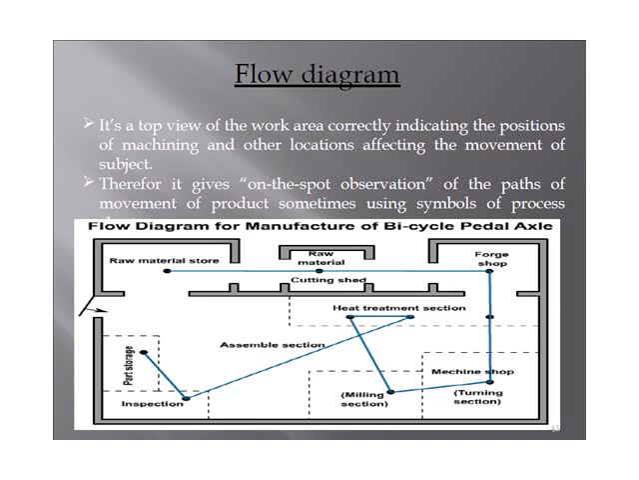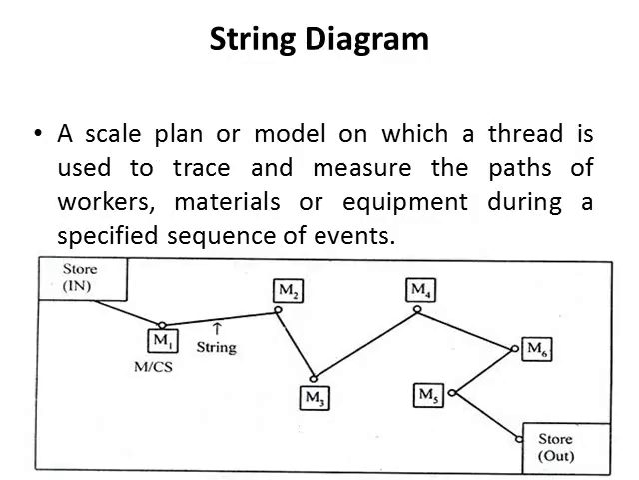From the raw material store it moves to the forge shop, then to the machine shop, then milling, heat treatment section, and finally inspection and storage. So we get a clear idea of how much distance it has moved. This is one of the diagrams commonly used in industry, the flow diagram. Another type of diagram commonly used in industry is the string diagram.